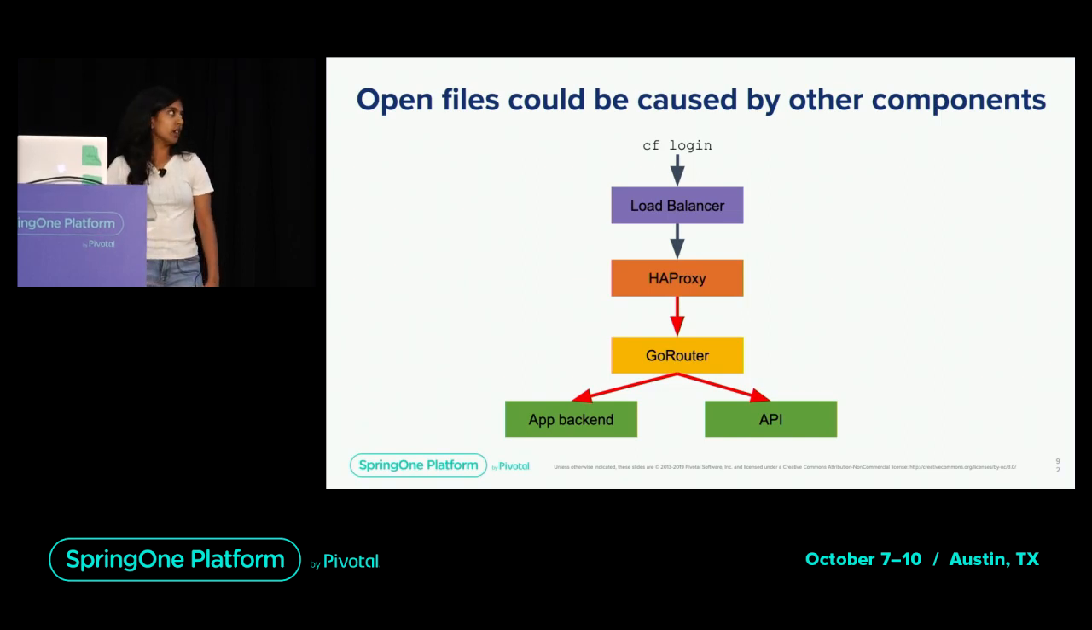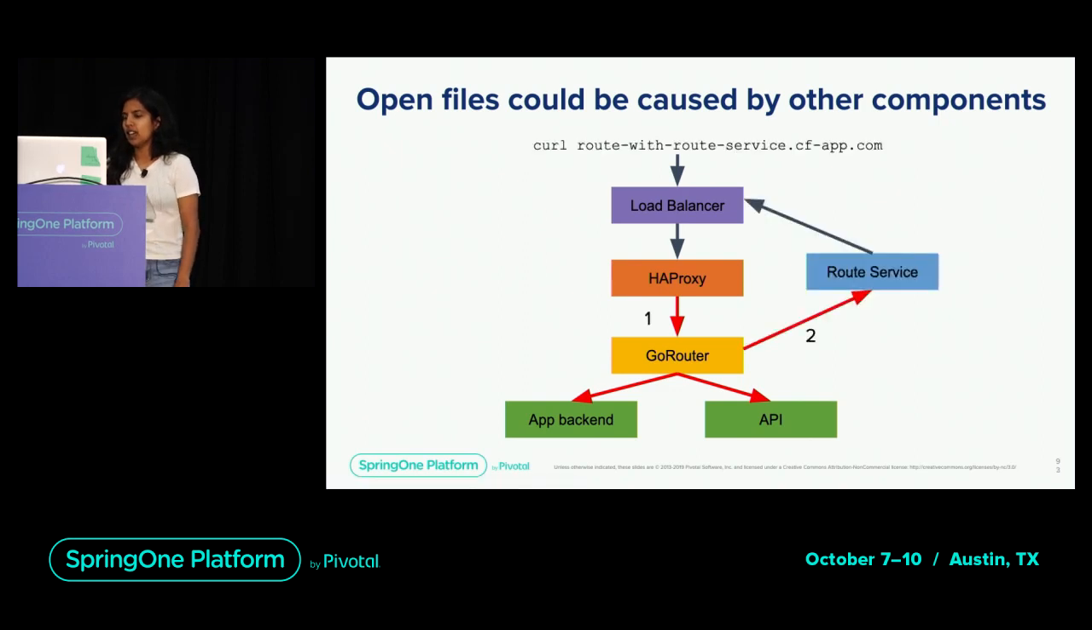So open files on the GoRouter can be caused by connections from HAProxy to GoRouter, GoRouter to the app backends, or GoRouter to other system components like the API. So all these red arrows could cause us to hit that limit. But there's also one other potential source of open files on the GoRouter, and that's route services. So if you have a route service, the GoRouter, as part of handling the request, will send a request to the route service and wait for that processing to happen before responding to HAProxy. So connection 1 will stay open for as long as the request is being processed in the route service.